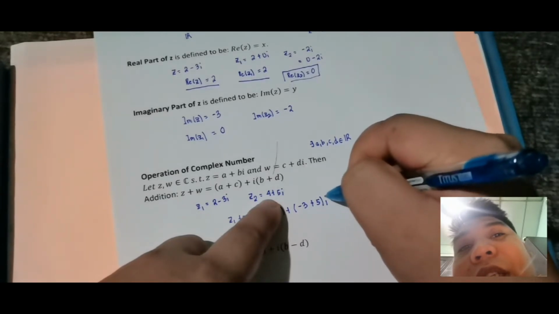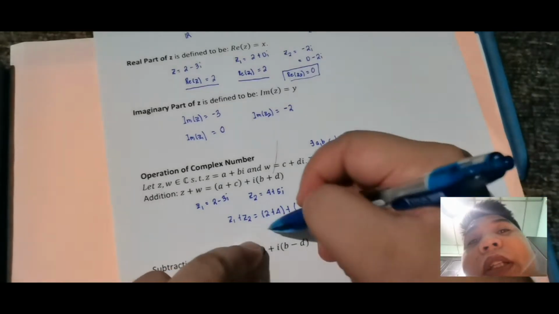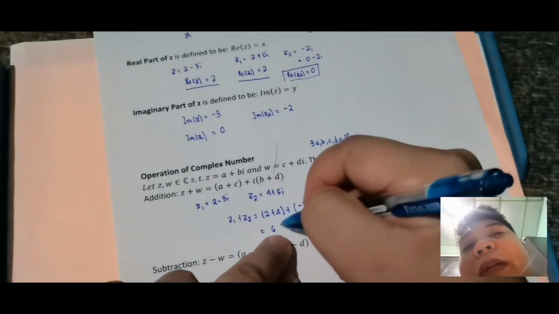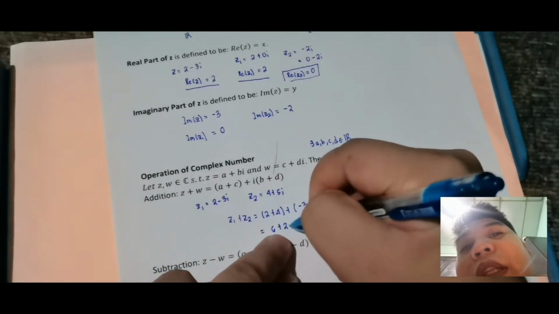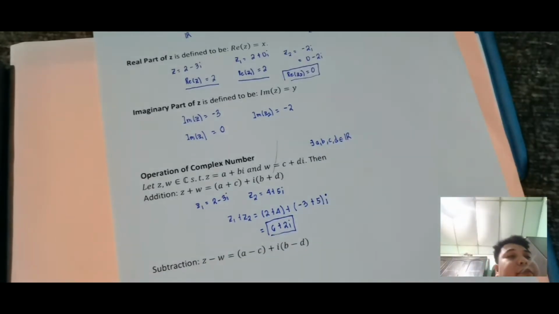Then attach i here. Don't forget that. So what is the answer? 2 plus 4 is 6. Negative 3 plus 5 is 2. Then attach i. Therefore, 6 plus 2i is their sum. Addition of complex numbers is really basic. You don't do anything else, it's just that.